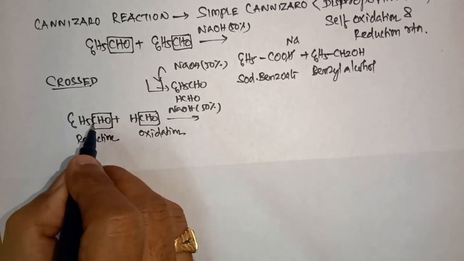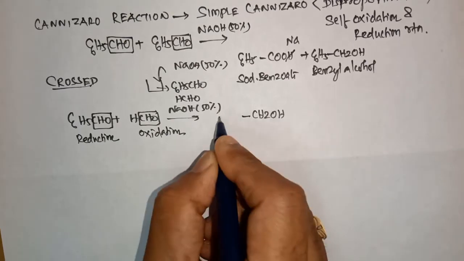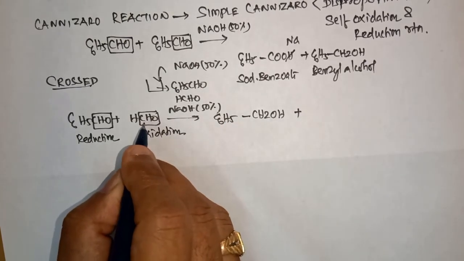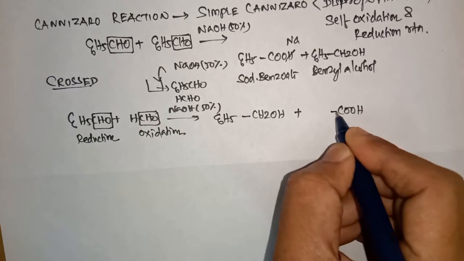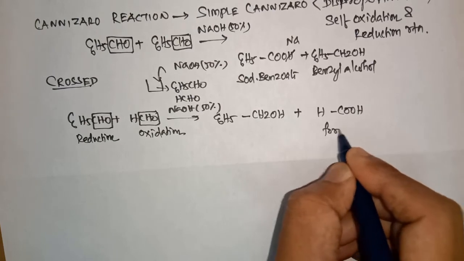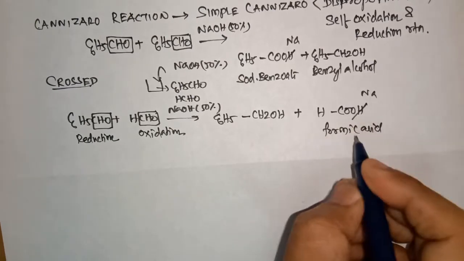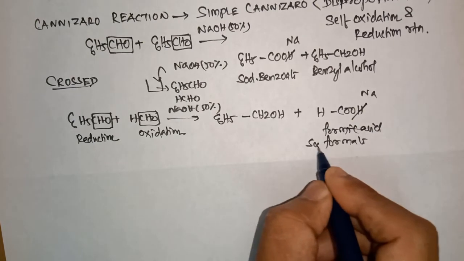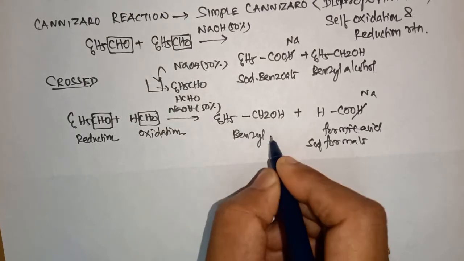When it is reduced, the aldehyde functional group becomes primary alcohol. The aldehyde which is undergoing oxidation becomes acid. It is formic acid, but its sodium salt is called formate. Sodium formate. This is benzyl alcohol.